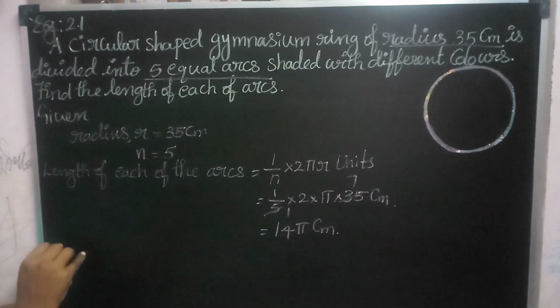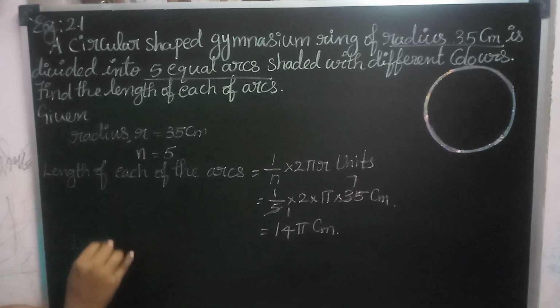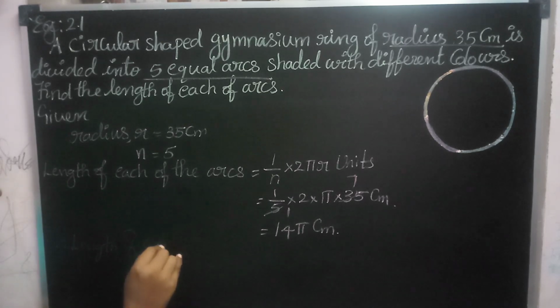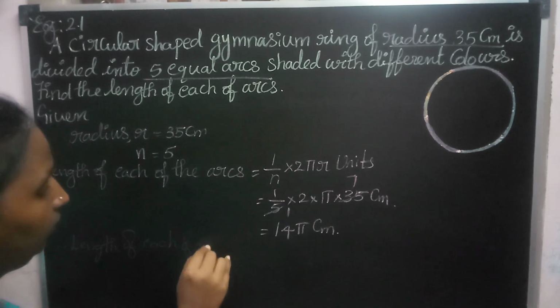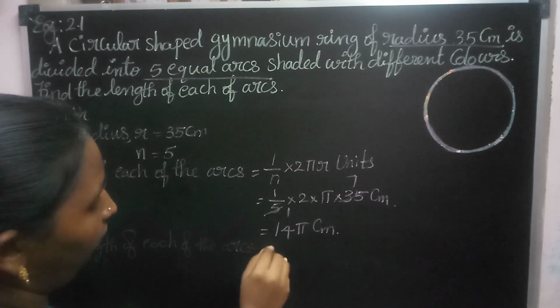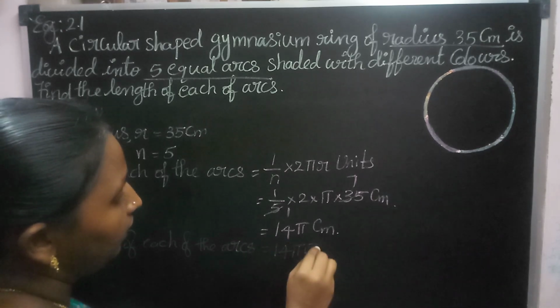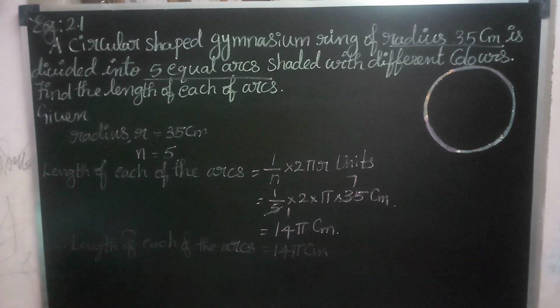Therefore, write the last step. Length of each of the arcs is equal to 14 pi centimeter. So did you understand the sum?